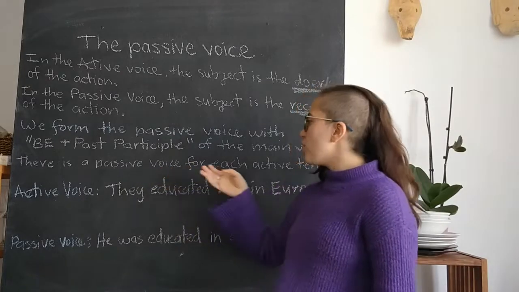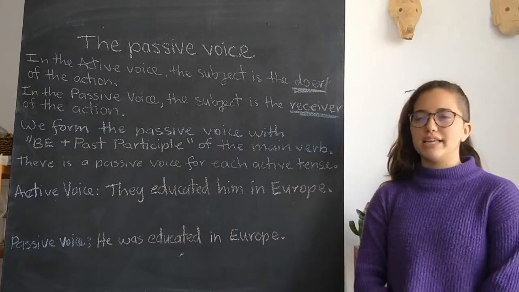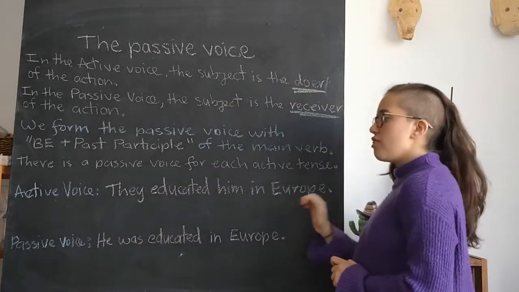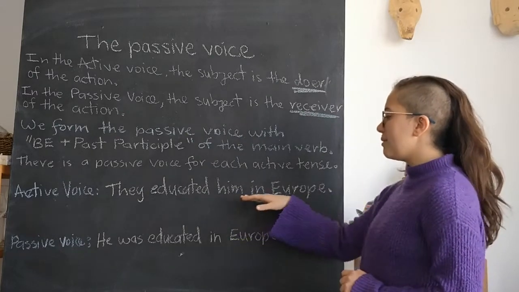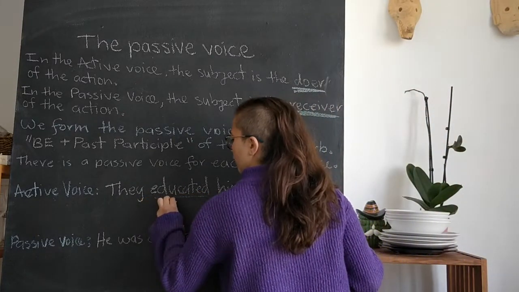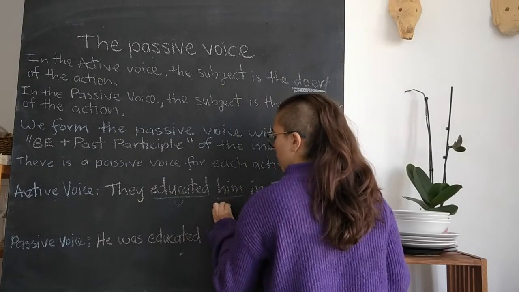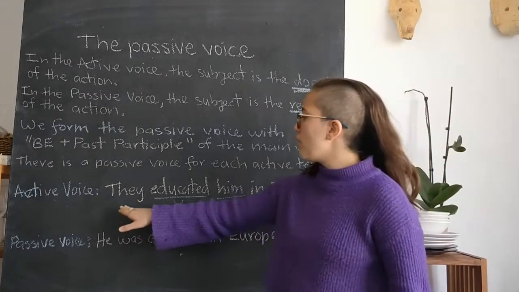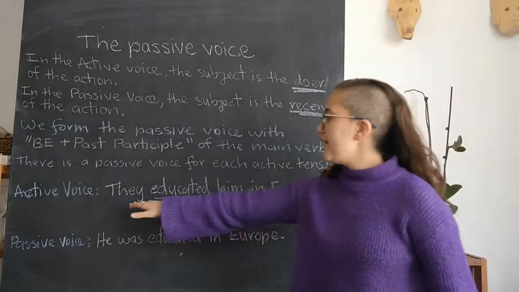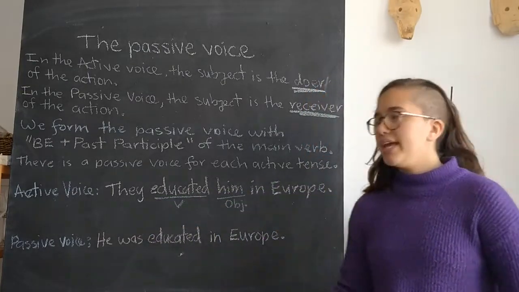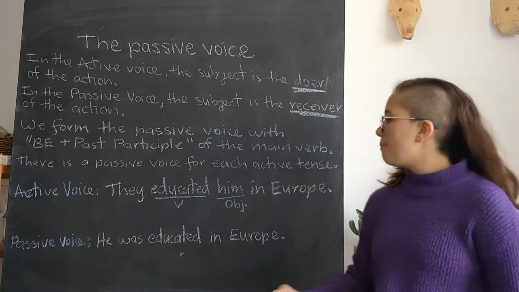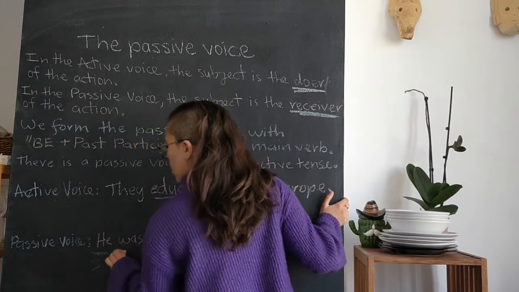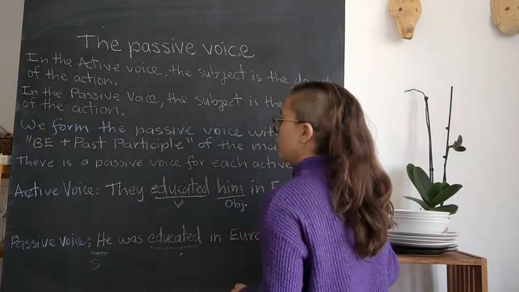Now there is a passive voice for each active tense that exists in English. Here are some examples. In the active voice, we would say they educated him in Europe. So educated is our verb and him is the object. Okay? So here we are talking about what the doer did, what they did. They educated him. In the passive voice, we talk about the receiver, so now the object becomes the subject, was educated in Europe.